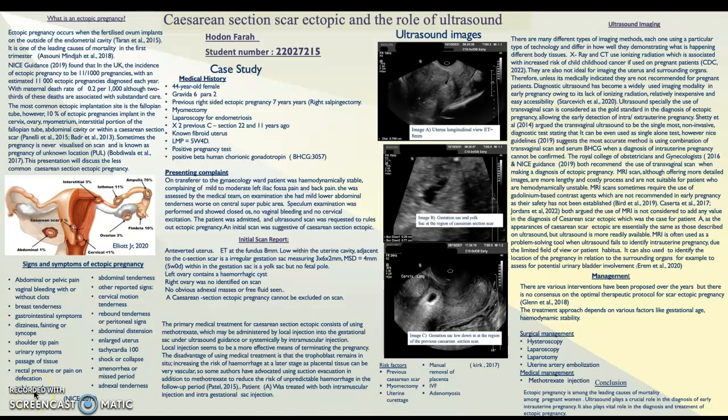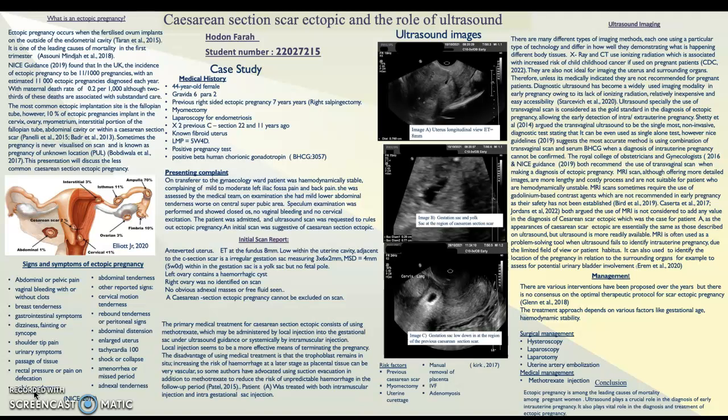Due to the gestation age and patient symptoms, it was determined that transvaginal scan was the most appropriate to assess the location of pregnancy for patient A. Transvaginal scan was performed with consent and adhering to local infection control policies.